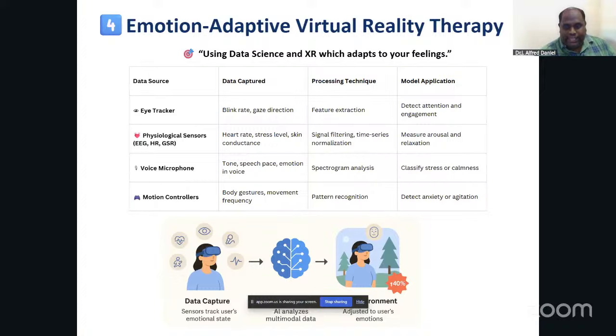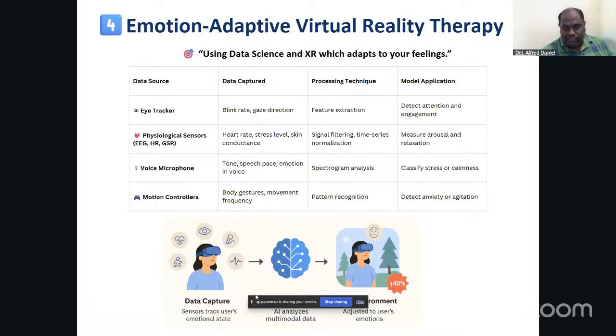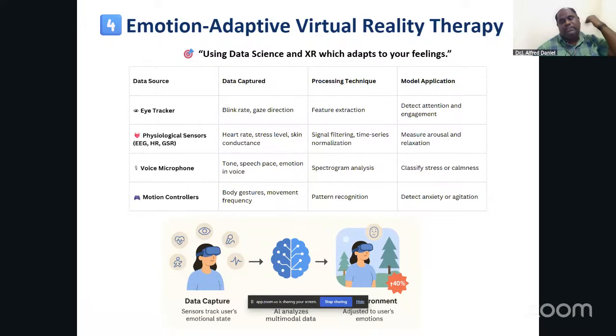Through an AI model, multimodal AI analysis, all these data are fed into an AI framework through which the system automatically adjusts to the user's information. Fine. So what is the purpose? Where is it feasible? These are the applications where it can be used.